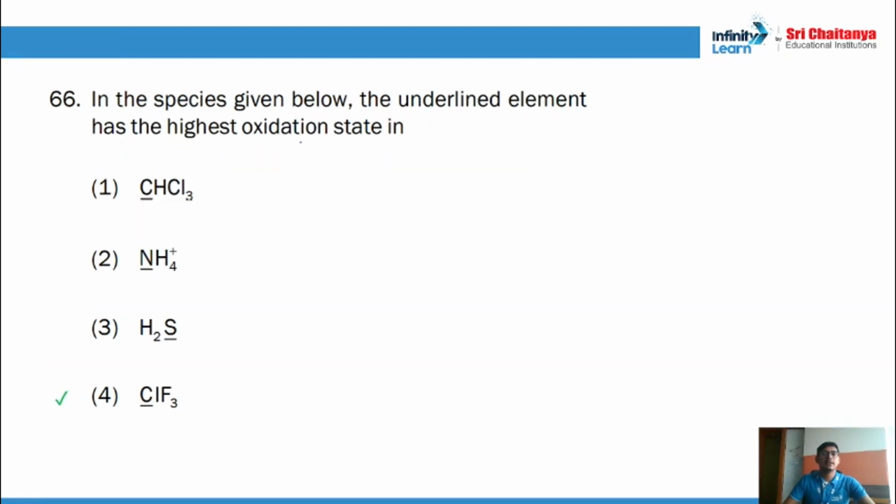You have to tell the element which is in the highest oxidation state. So you can find that out. Hydrogen is plus 1, chlorine is minus 1. So this will come out to be plus 2, right? This will come out to be minus 3, this will come out to be minus 2, and this will come out to be plus 3. So this will be our answer. Fluorine shows a fixed oxidation state of minus 1 in all its compounds.